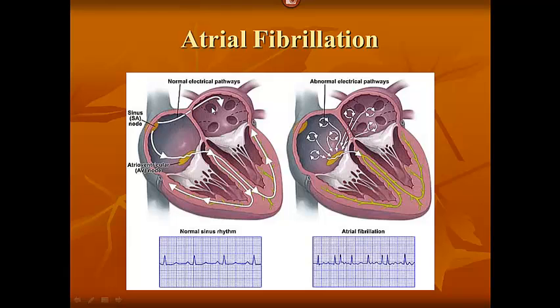This is the normal one that is from the SA node to the AV node to the septum and Purkinje fibers, and here there's multiple foci of entry in atrial fibrillation.